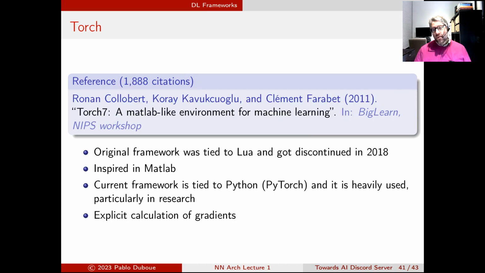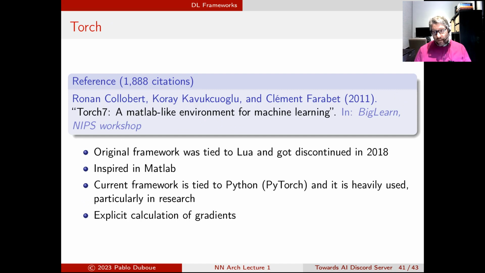Then we have Torch. Torch, the original, I have never been much involved with Torch or PyTorch. For preparing these lectures, I read the original 2011 paper, and I think I started understanding it a little better through that. So the original framework was tied to Lua, and that framework, the one described in the 2011 paper, was discontinued in 2018. But one of the interesting things about the framework is that it's inspired in MATLAB. So it's a really computation-oriented framework.